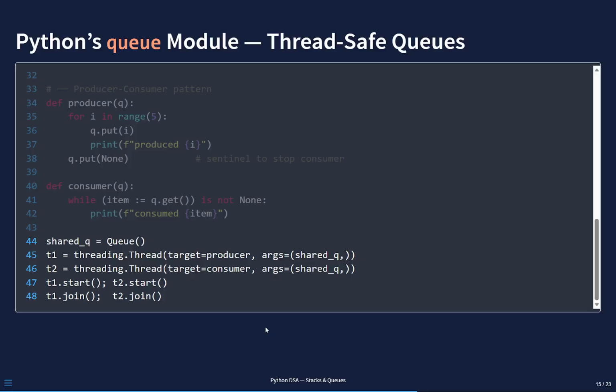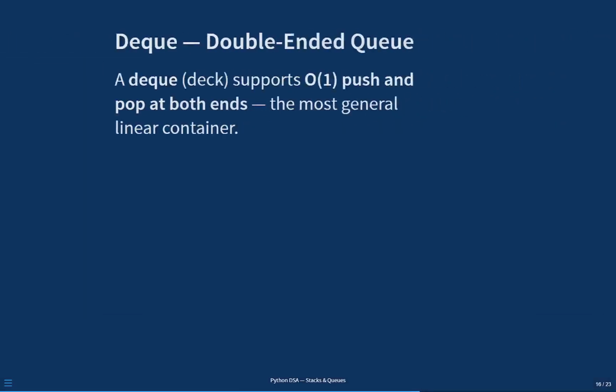Click. One important caveat. If you're writing single-threaded code, use collections.deque instead. The queue module's classes carry locking overhead on every put and get, an unnecessary cost if there's no thread contention. Match the tool to the threading model.